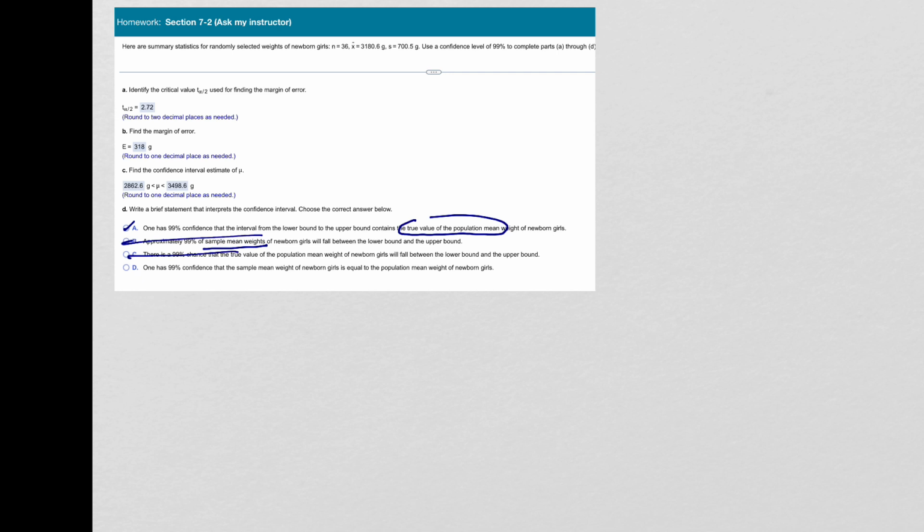And then in D, it says one has 99% confidence that the sample mean weight is equal to the population mean weight. No, we do not have that level of confidence. So if we got a biased sample, it might be a bad estimate. So that is definitely not correct. So that's how you do that problem.